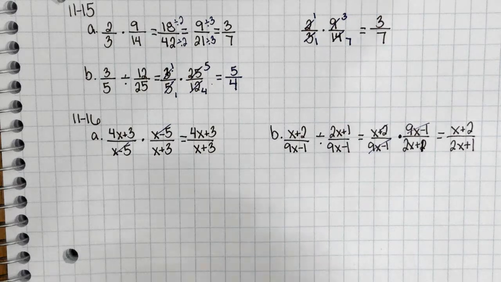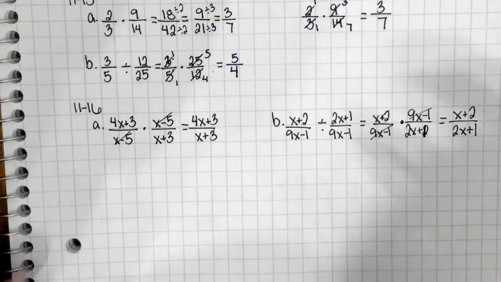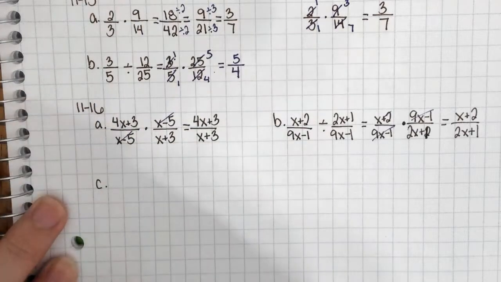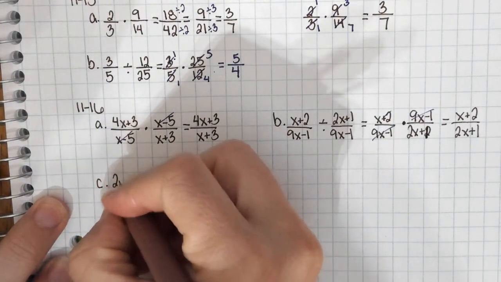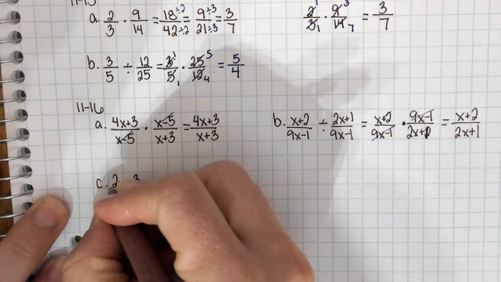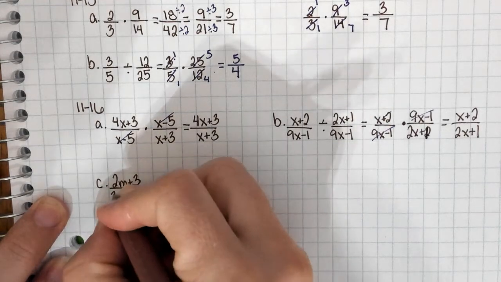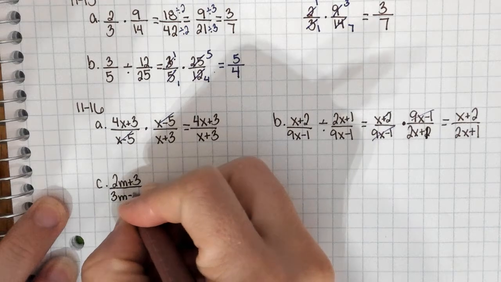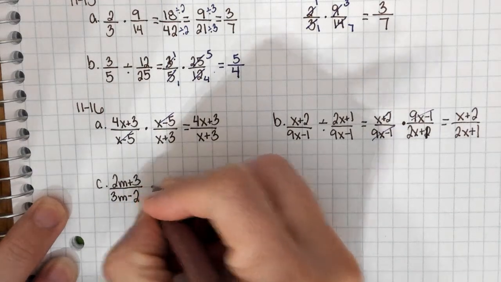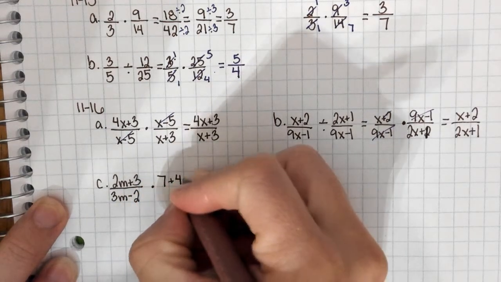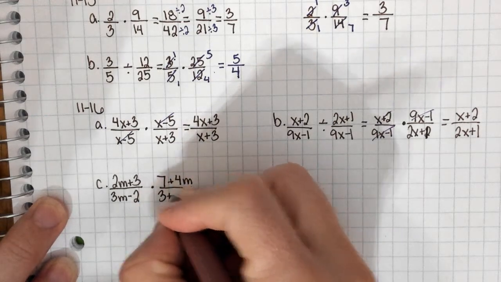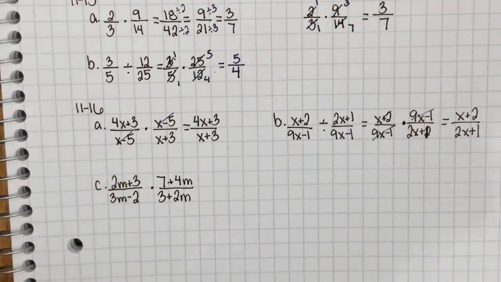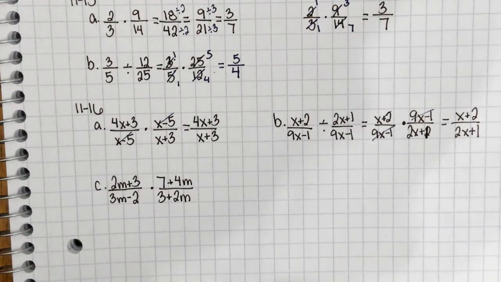So a couple more of these I want to do. Part C is 2m plus 3 over 3m minus 2 times 7 plus 4m divided by 3 plus 2m. So look at this one closely. Is there anything that you think can cross out?